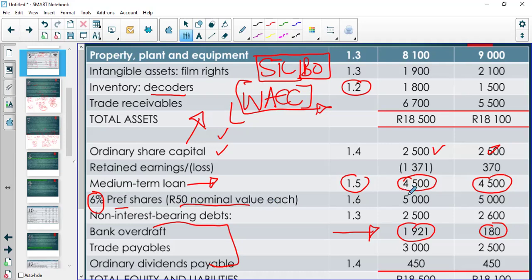50 rand each. So we can determine the number of shares here, can't we? If we have 5 billion over 50, we might have 100 million or something like that. And then the 6% is the coupon. All right. If you have forgotten these things, remember this is very broad, right?